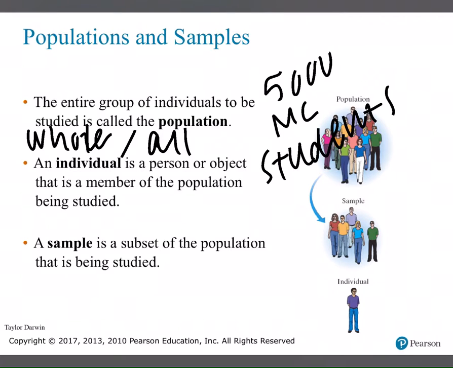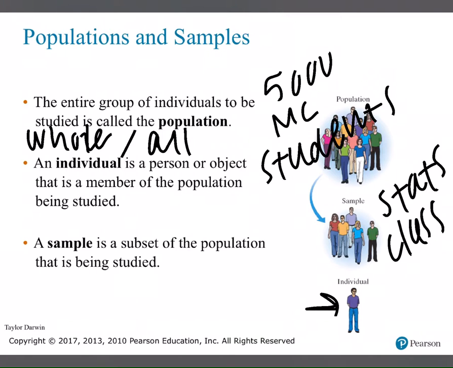And I'm going to go to sample next. Sample is a subset of the population that's being studied. So maybe we could say a part out of that whole, or again a subset, would be this statistics class. And then the individual is a person or object that's being studied. So this individual in this case could be you. You are technically a Midland College student. You're taking this stats class and you're the individual.